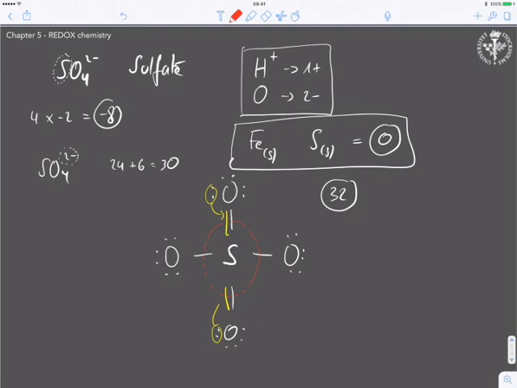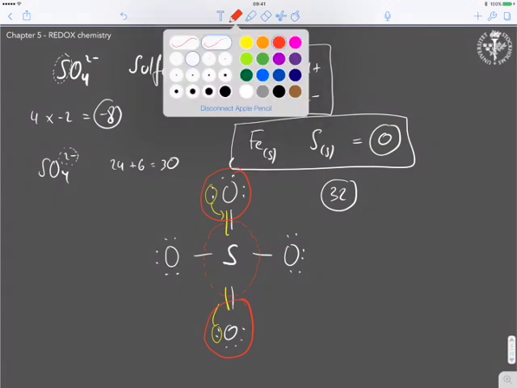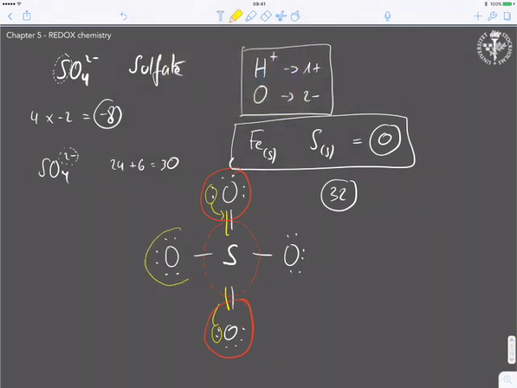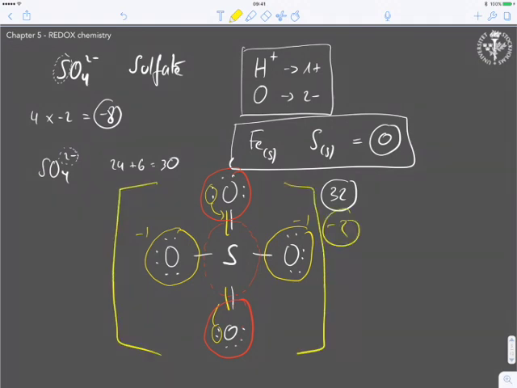1, 2, 3, 4, 5, 6. We'll have a full octet here because 1, 2, 3, 4, 5. This one will be a full octet for oxygen. This one will be a full octet of oxygen. And those here will not be a full octet, it will be a -1 charge and -1 charge for those 2 oxygen. That means that the entire molecule is -2. Okay, this is what explains SO4 2-.